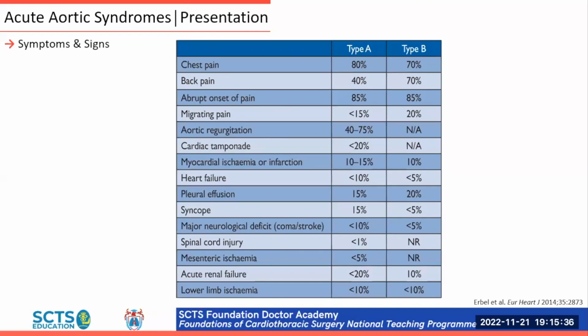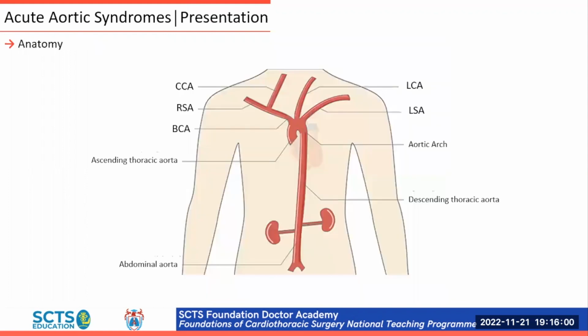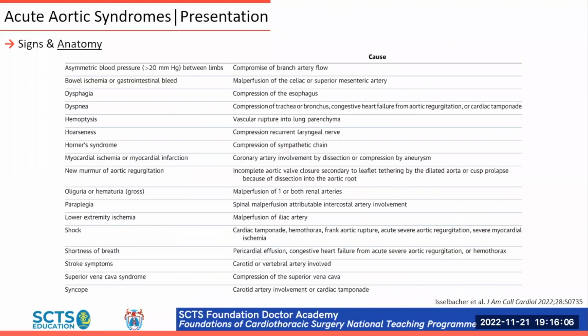Clinical presentation. Acute aortic syndromes are characterized by chest pain in 80% of the cases, and back pain with interscapular pain, which is more common in type B acute aortic dissection in comparison with type A. The pain is characterized by an abrupt onset, but only in a minority of cases is it a migrating pain. And of course, there are specific signs, which again are strictly related to the anatomy of the aorta. These signs can be asymmetric blood pressure, for example, when there is a partial occlusion of the subclavian artery, or bowel ischemia, when there is an involvement of the mesenteric artery or the celiac trunk.